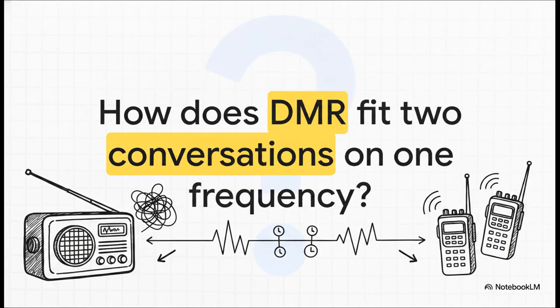Okay, let's dive into this with a pretty fascinating puzzle. How does DMR manage to fit two completely separate, simultaneous conversations onto a single radio frequency? Think about it. In the old analog world, one frequency meant one conversation. If two people keyed up at the exact same time, you just got a mess of interference. So how exactly does digital pull off this magic trick?